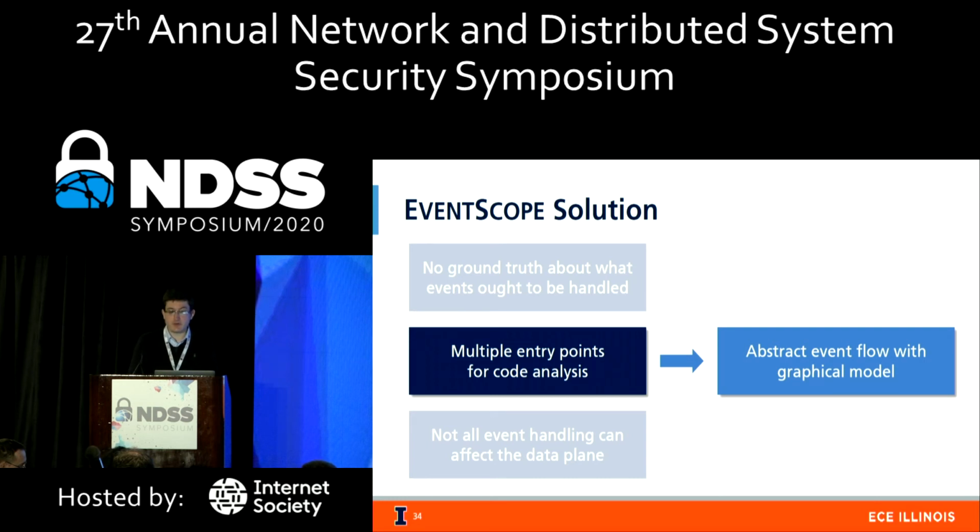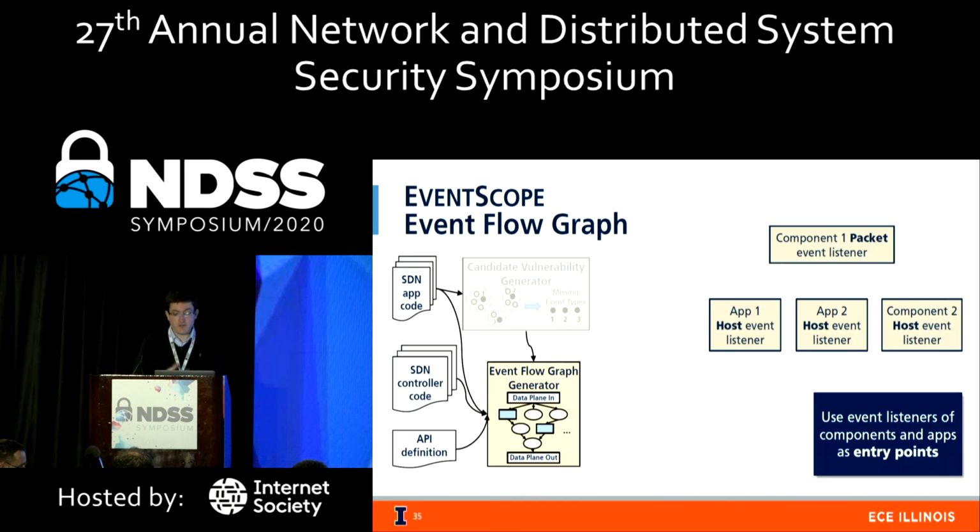So our solution here is to create a graph-based abstraction that shows us the necessary information needed to identify these potential vulnerabilities. We call this abstraction an event flow graph. Let's take a look at how they're constructed. First, we let each event listener within the apps or the controller be an entry point into the system. As shown here, there's 1 packet event listener and 3 host event listeners.